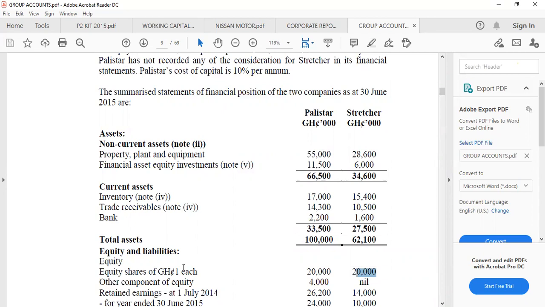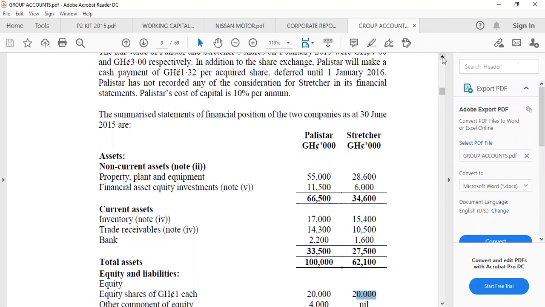Yes, but we are buying 75%. So 75% of the 20 million will give us how much? 75% of the 20 million will give us what? 15 million. Are you sure? 75% of 20 million is supposed to be 15 million.